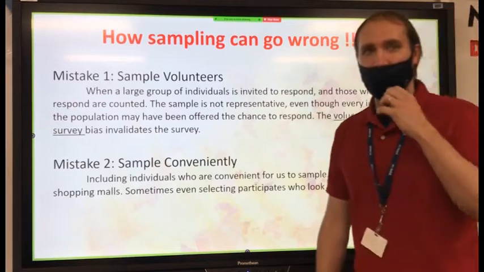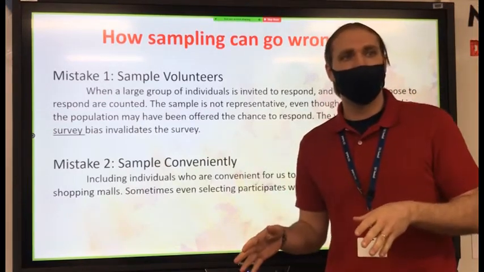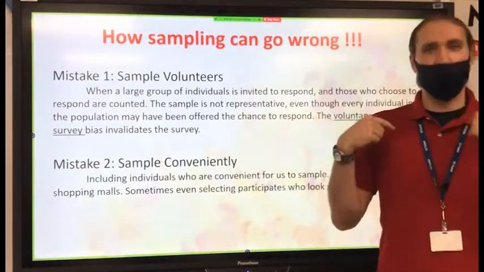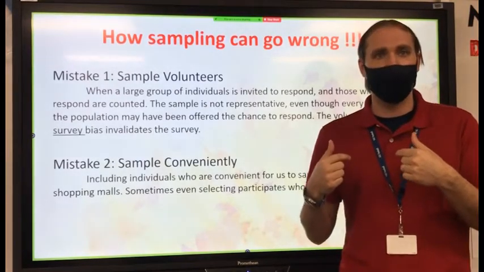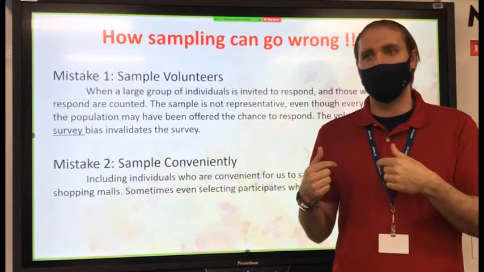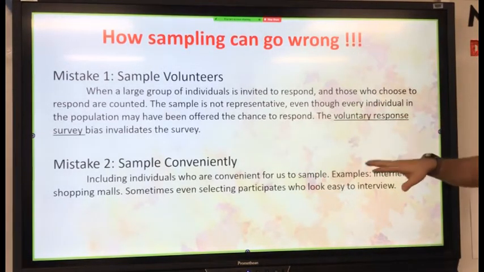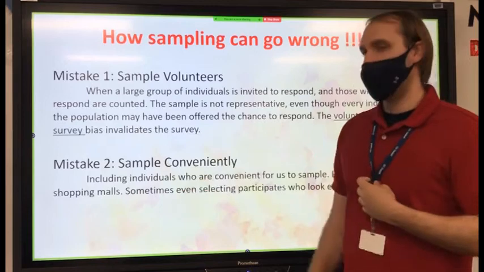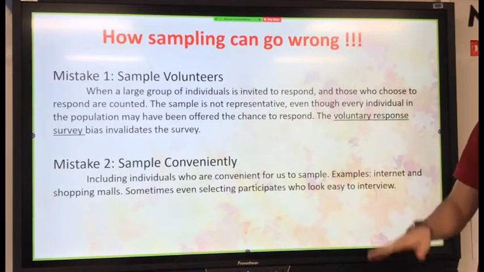Say I want to take a sample, since it's related, of who's going to vote for the president. People, come on, I need volunteers. Tell me who you're going to vote for. Well, what if the Democrats are very highly motivated and you get mostly Democrats? That's not going to be representative, is it? So even though every individual in the population may be offered the chance to respond, this gives you what's called voluntary response survey bias. It invalidates the survey. So try not to ask for volunteers.